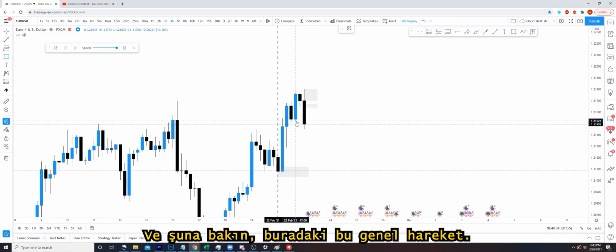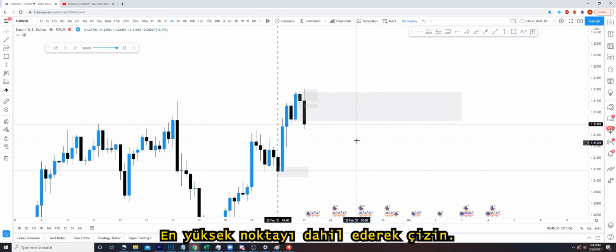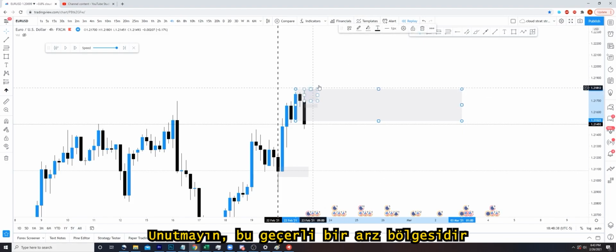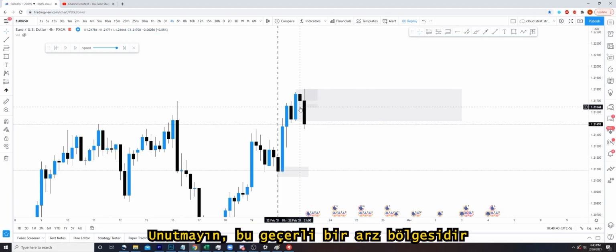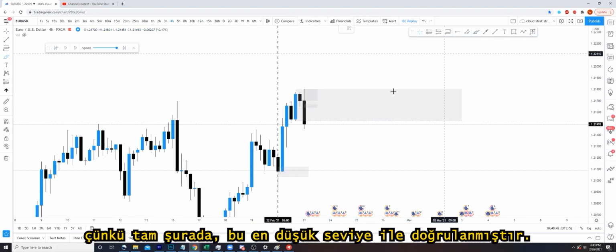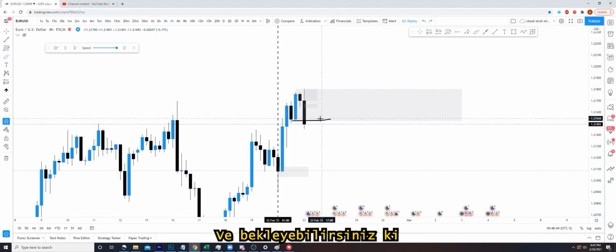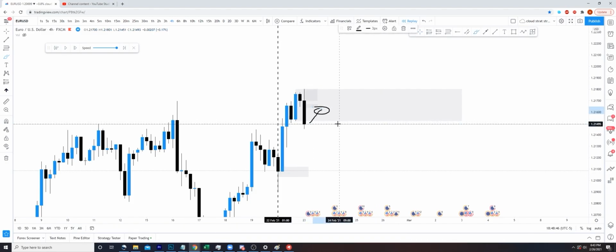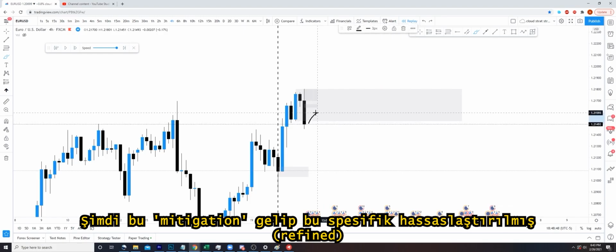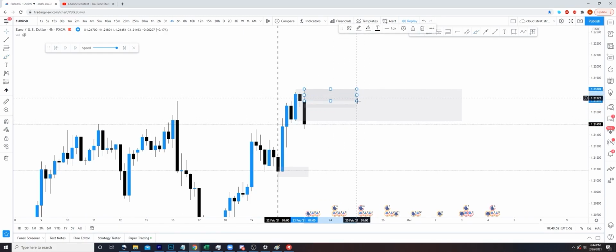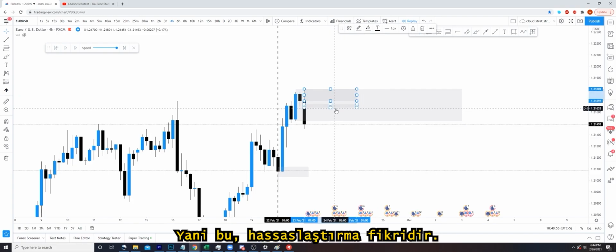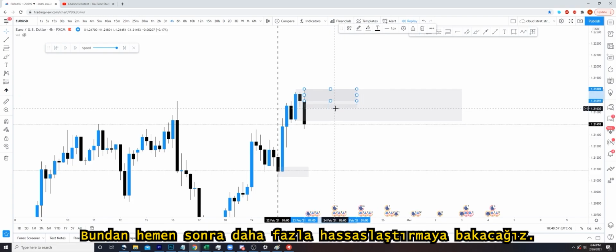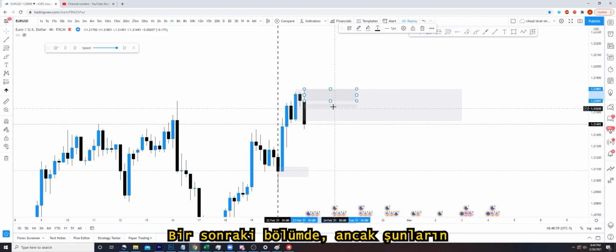And look at this. This overall move here, draw it out with the high included, remember, is a valid supply zone as it has been validated right here with this low, and you can expect for it to come and mitigate it. Now, this mitigation can come and mitigate it at this specific refined supply zone. So this is the idea of refinement. We're going to look at more refinement right after this in the next section.